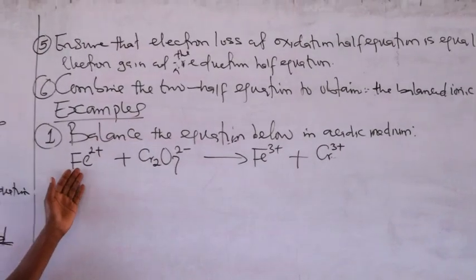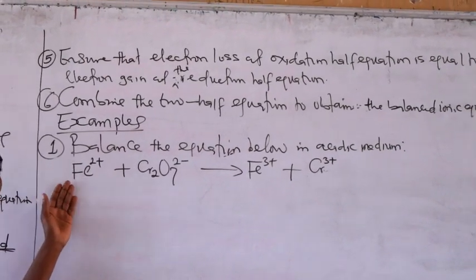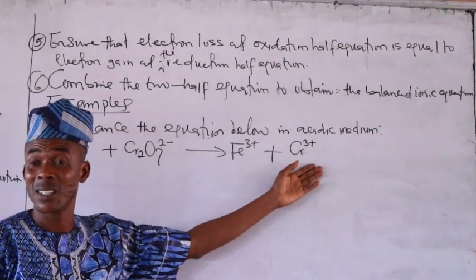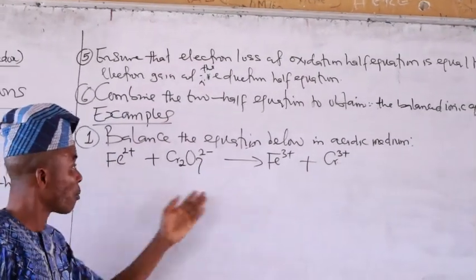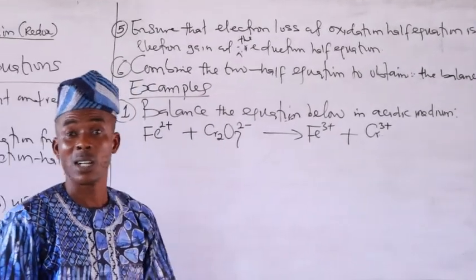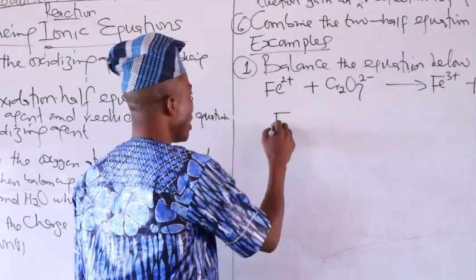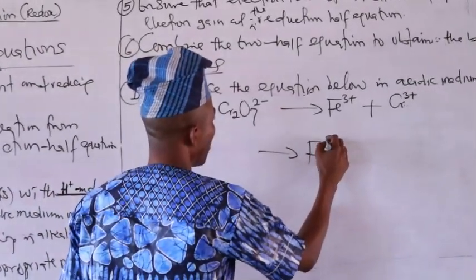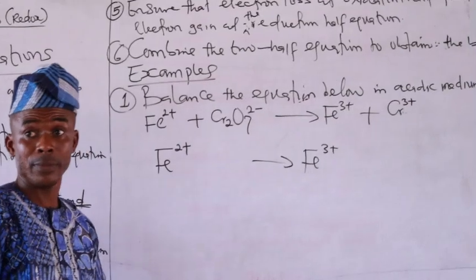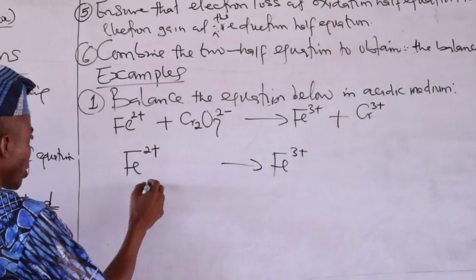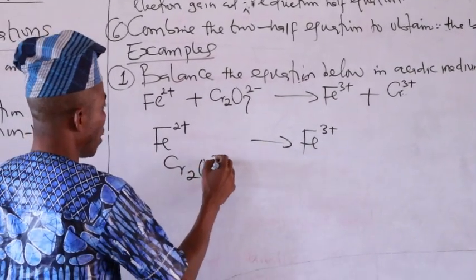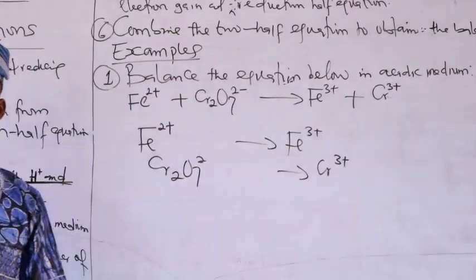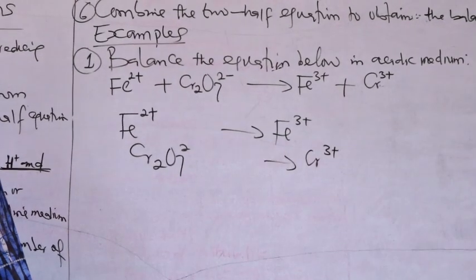I know Fe2+ cannot lose or gain electrons to give Cr3+. Will it? Can Fe2+ give me Cr3+? So I know I'll break the equation into 2. Fe2+ will give me Fe3+. Then I know Cr2O7 2- will give me Cr3+. I've broken the equation into 2 halves.